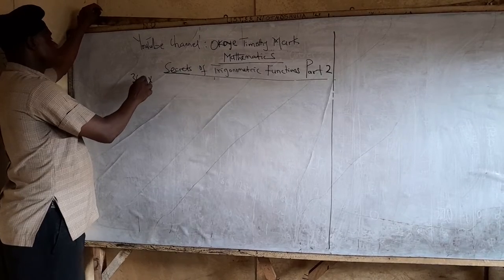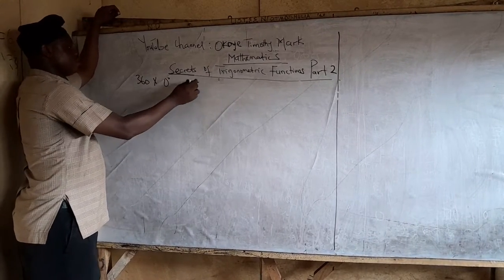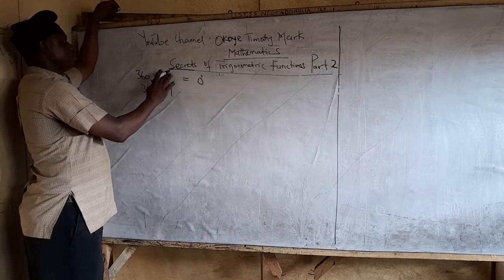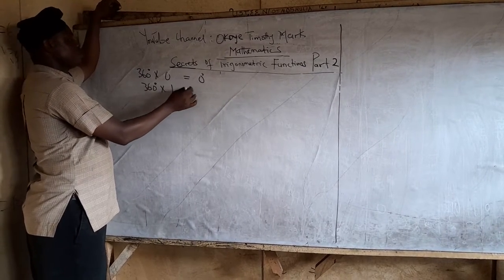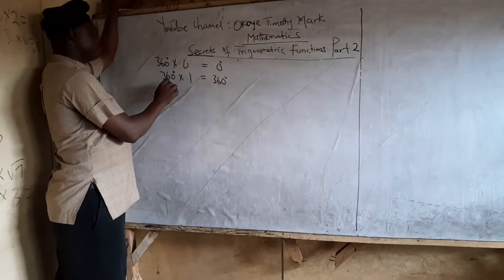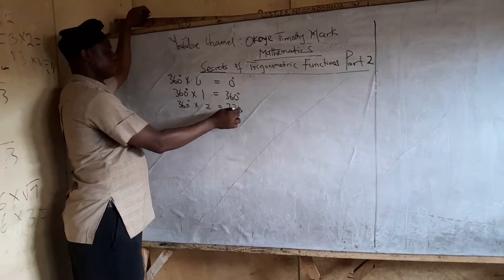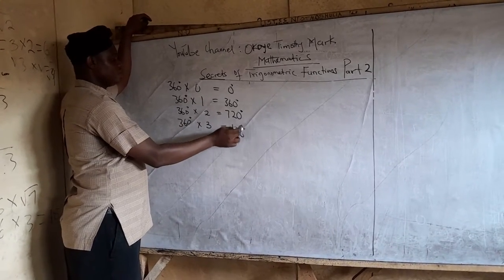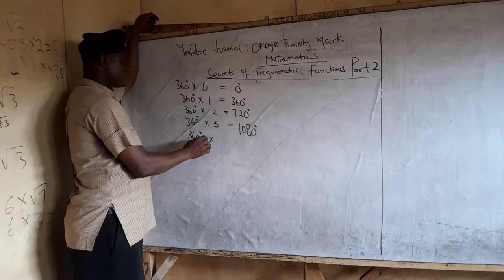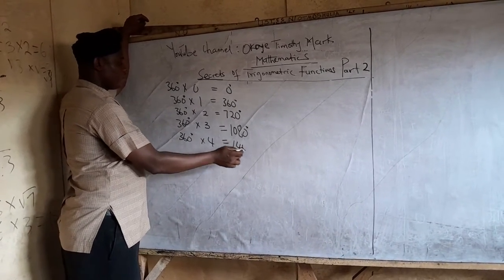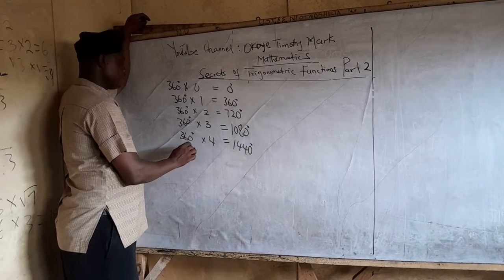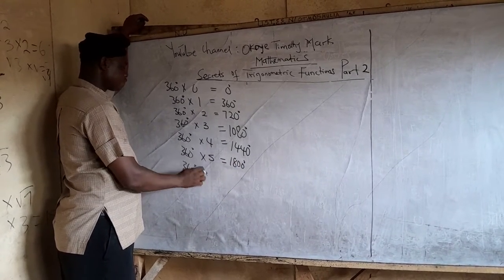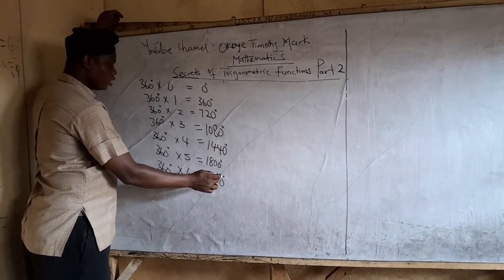360 degree times 0 is 0 degree. 360 degree times 1 is 360 degree. 360 degree times 2 is 720 degree. 360 degree times 3 is 1080 degree. 360 degree times 4 is 1440 degree. 360 degree multiplied by 5 is 1800 degree. 360 degree times 6 is 2160 degree, and so on and so forth.